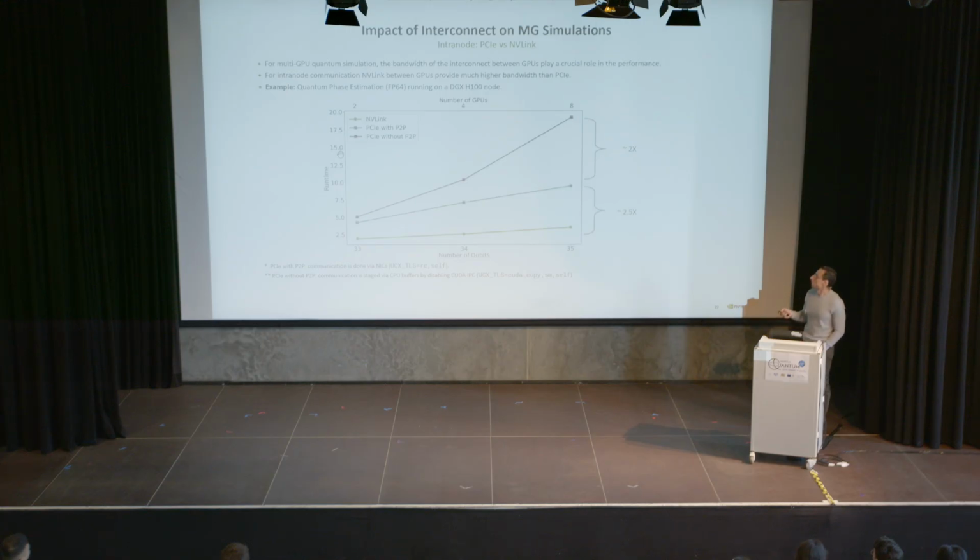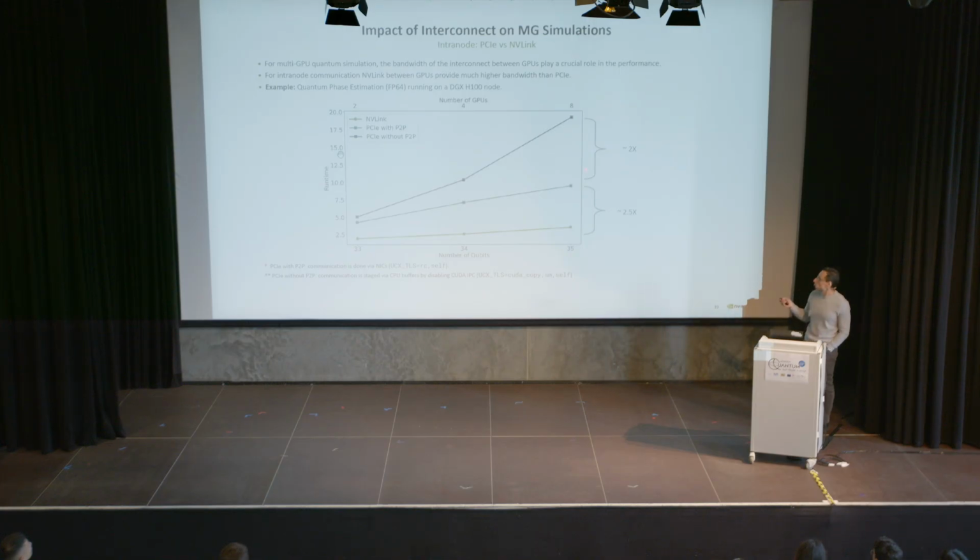Here I compare the runtime for a quantum phase estimation circuit running on a single node with 8 H100 GPUs. And I use different communication paths. And you see, using NVLink, the runtime is about 2.5 times faster than using PCI Express, because NVLink provides a much higher bandwidth. And this is even though, in this case, the PCI Express was allowing for peer-to-peer communication.